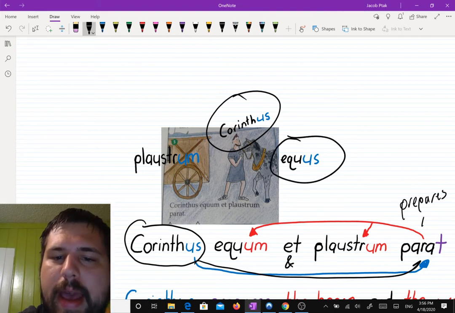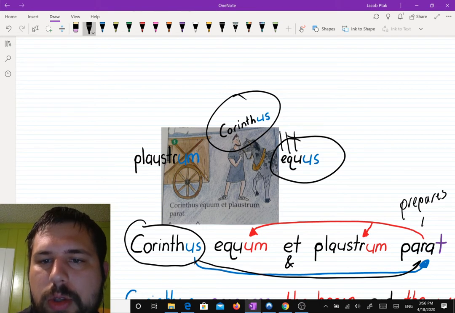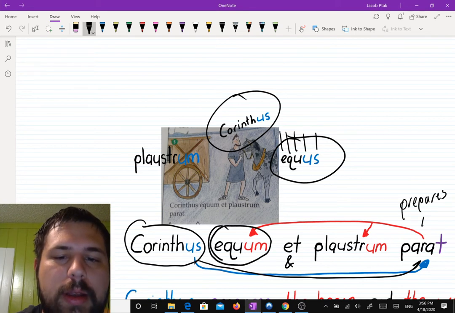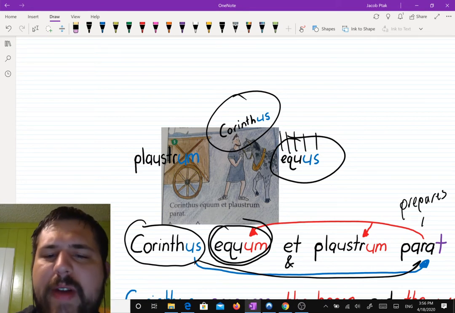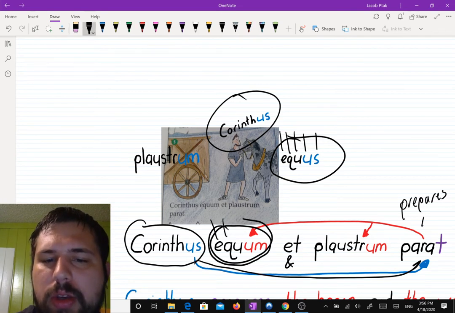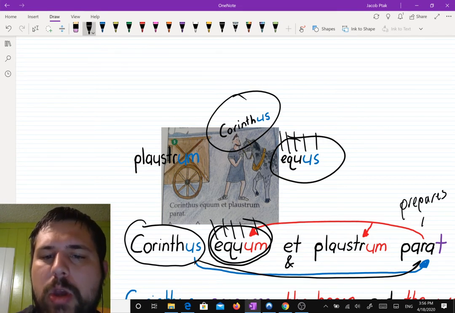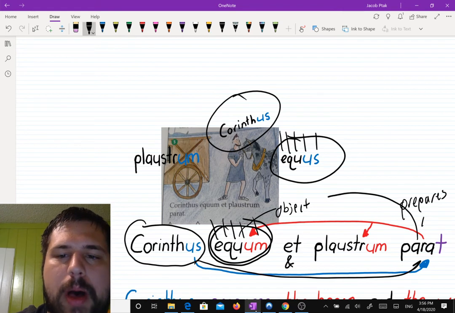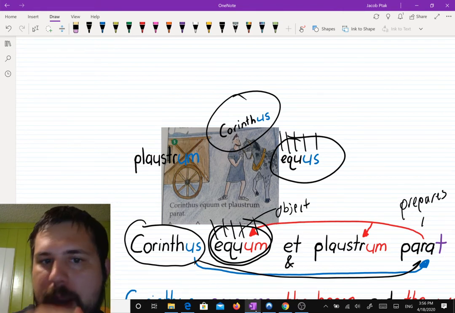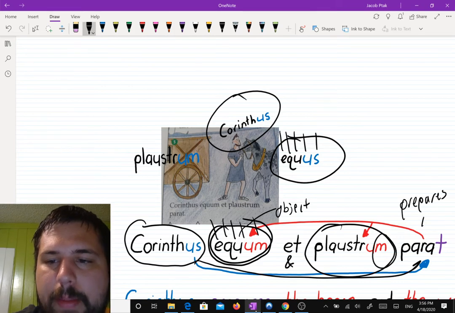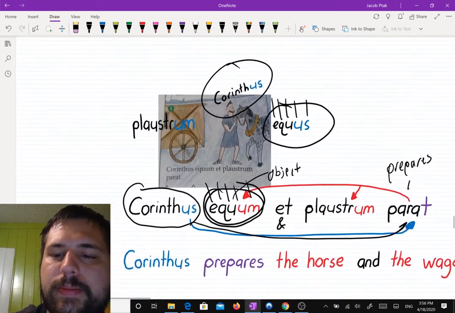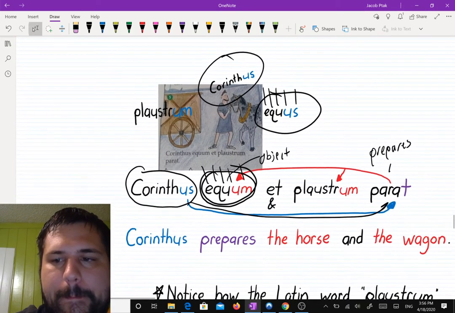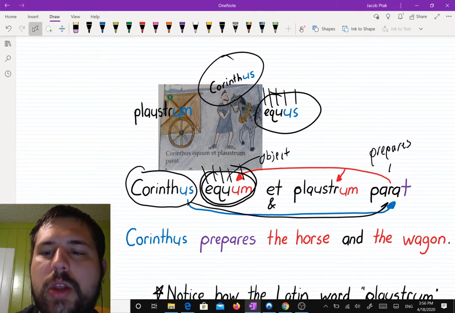And then notice how we had equus, spelled E-Q-U-U-S, up here, equus as horse, but down here in the actual sentence, we have equum, spelled E-Q-U-U-M. Well, we added that M onto it, so it lets me know that it's the object. So you come from parat back to equum, and plaustrum is the same thing. It has my fancy M on it. So the sentence means, Corinthus prepares the horse and the wagon.